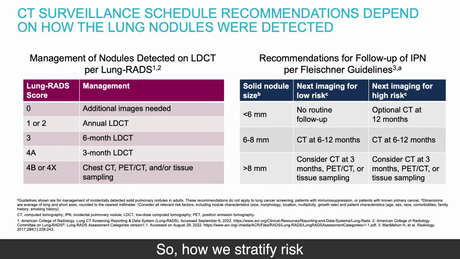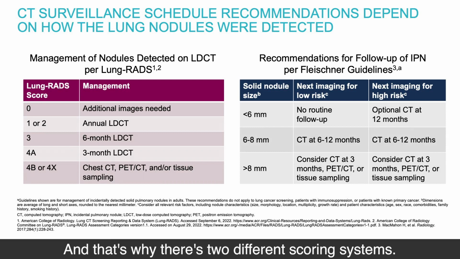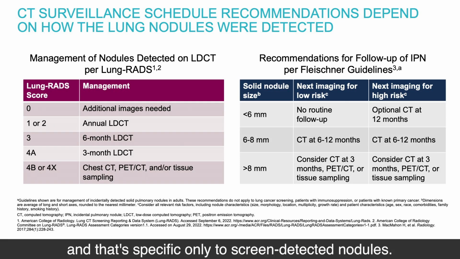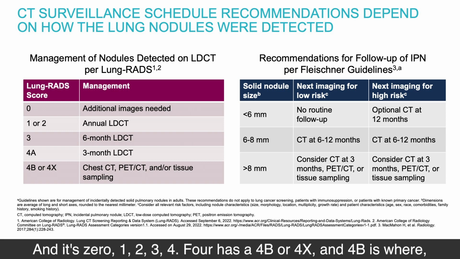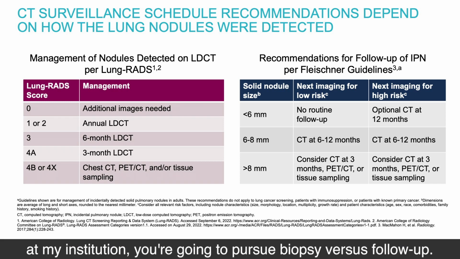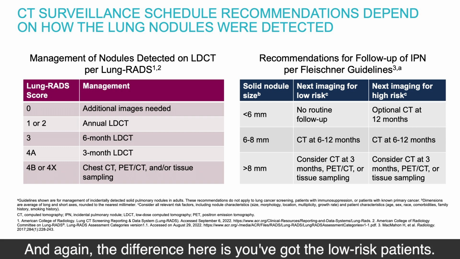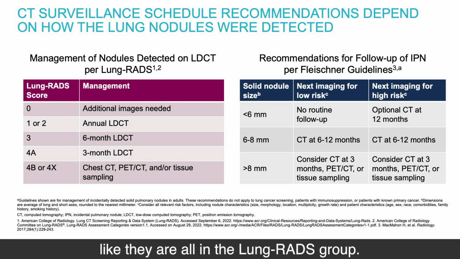So how we stratify risk depends on the pretest probability of cancer, and that's why there's two different scoring systems. The first one I'll mention is the Lung-RADS, and that's specific only to screen-detected nodules. So we use the Lung-RADS, and that's radiology-driven, and it's 0, 1, 2, 3, 4. 4 has a 4B or 4X, and 4B is where, at my institution, I'm going to pursue biopsy versus follow-up. And then you've got the other, for incidental nodules, it's typically the Fleischner guidelines. And again, the difference here is you've got the low-risk patients. You don't have those high-risk patients lumped in here like they are all in the Lung-RADS group.